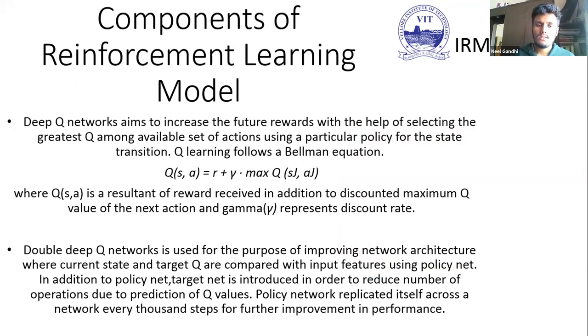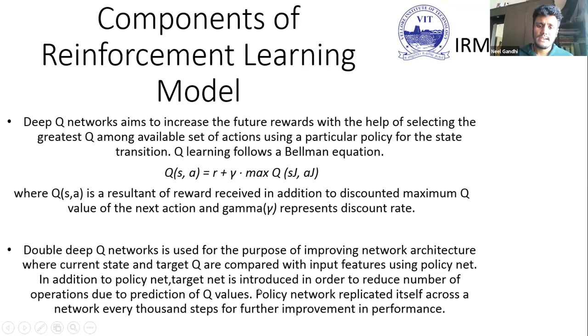So the components of the reinforcement learning model that we have used are deep Q networks that aim to increase the future rewards by selecting the greatest Q value following Bellman's equation, displayed below. This Bellman's equation is used to pick the action with the maximum Q value. Double deep Q networks are used to improve the network architecture, where the current and the target Q are compared with the input features using PolicyNet.